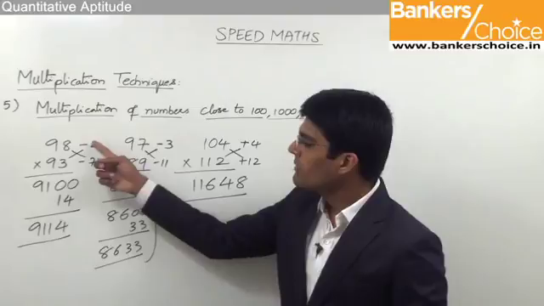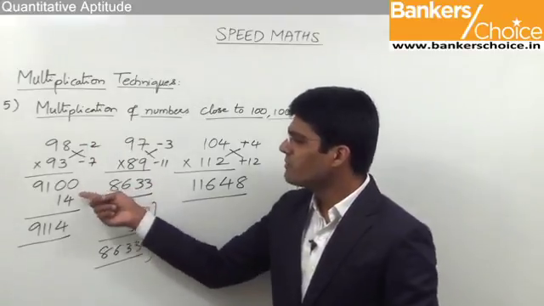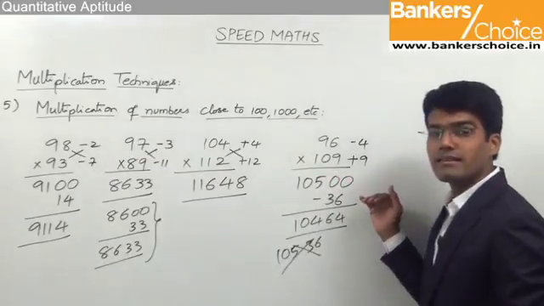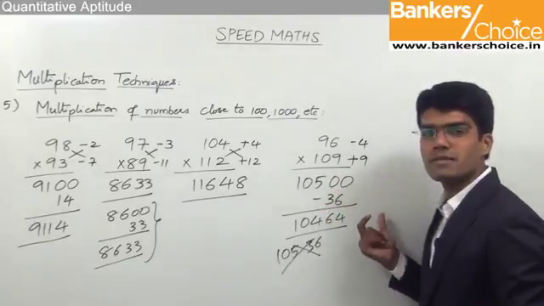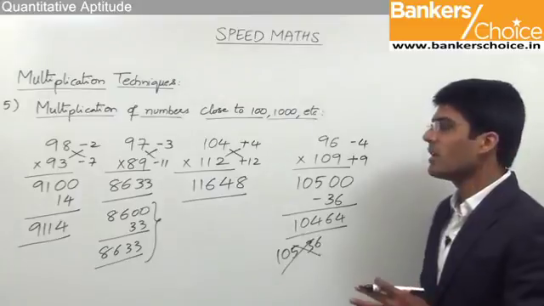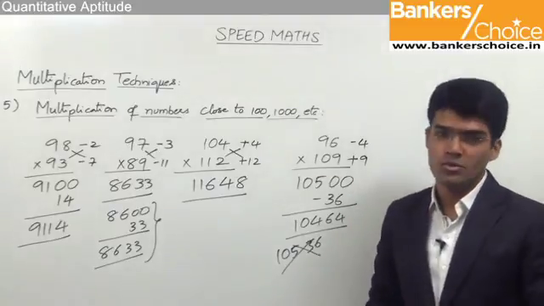So if it is a positive result, we can directly take 9114 or 8633 without making it lengthy by writing two zeros. But whenever the result is negative, you better put two zeros and then subtract. Or if you are comfortable in directly writing the answer, we can take it as 105 and -36. That means from 500, 36 has to be subtracted. So that gives us 10464. So this is how we can multiply numbers which are close to 100.